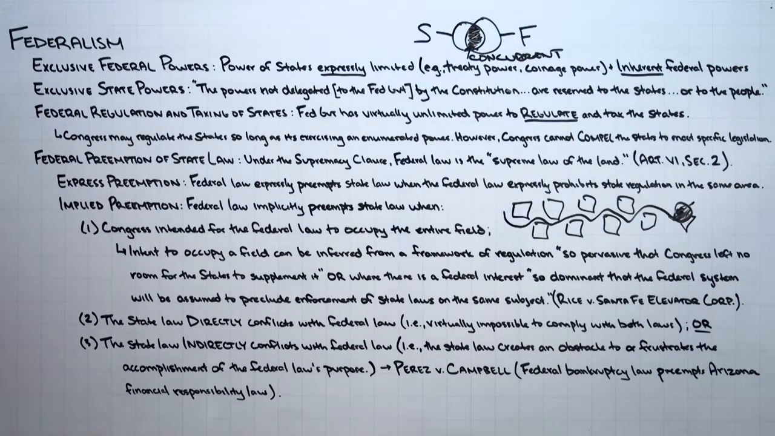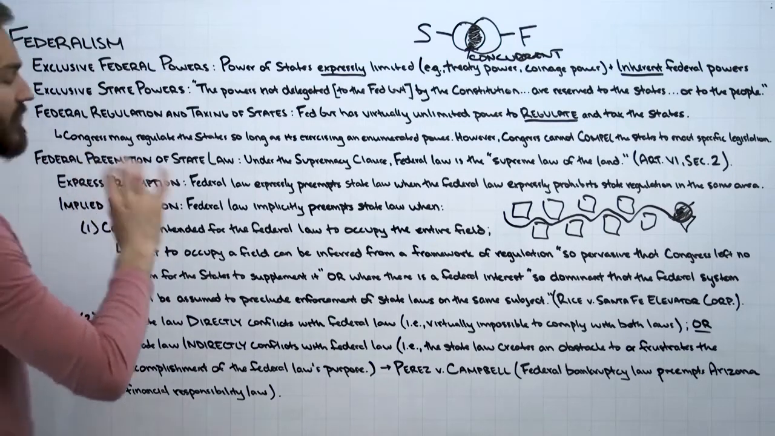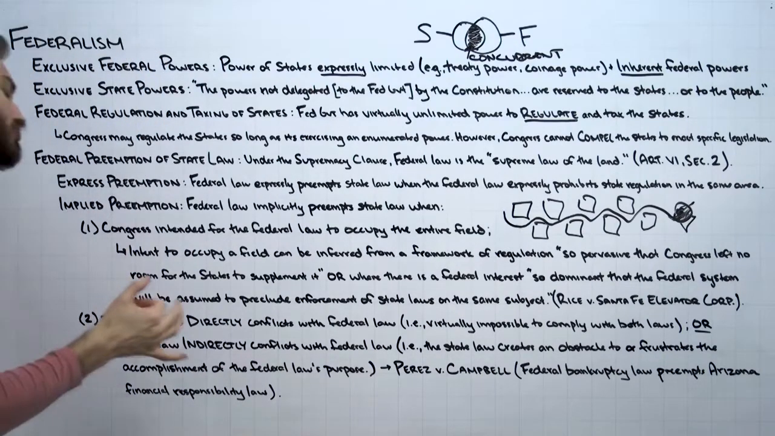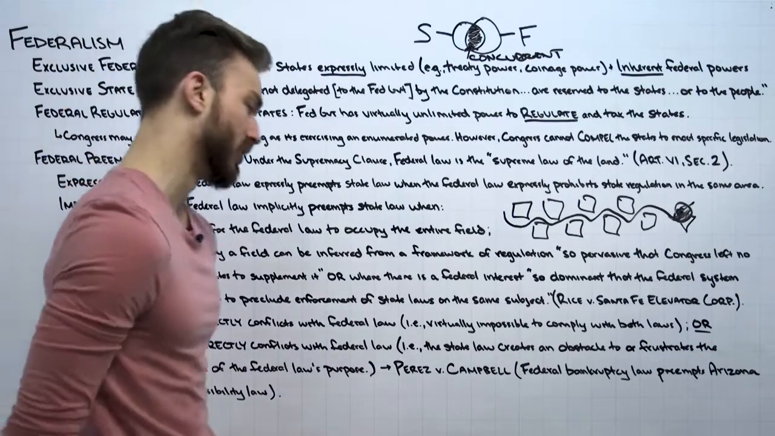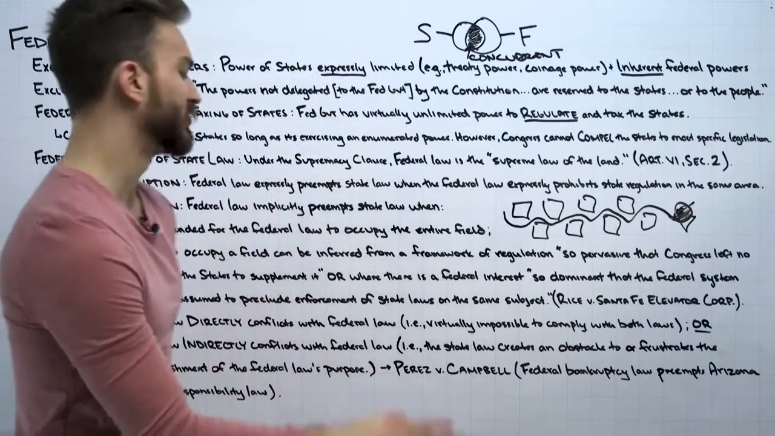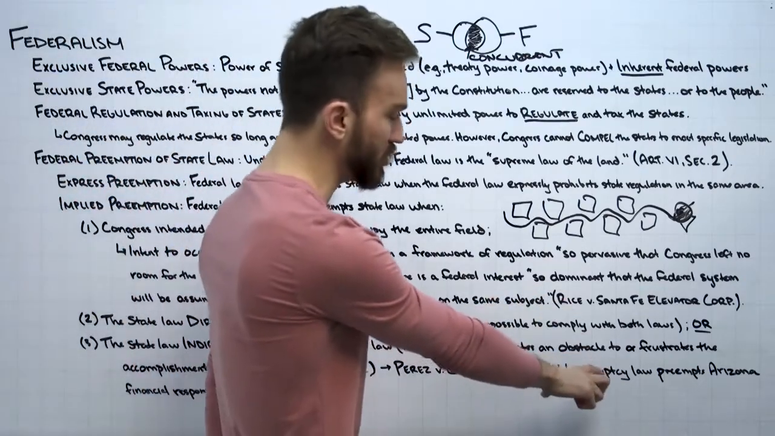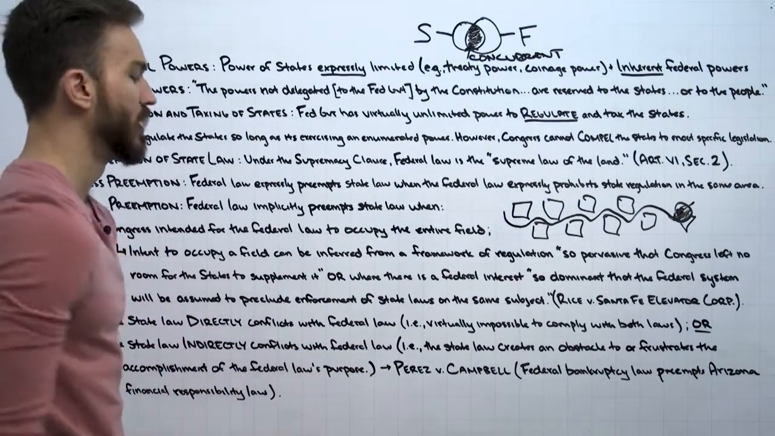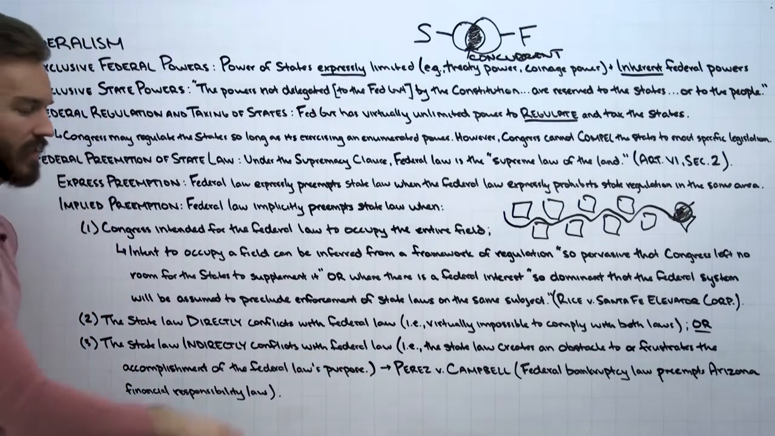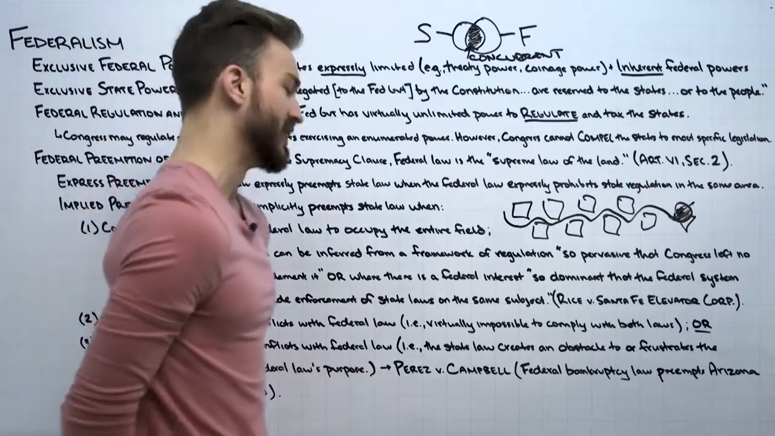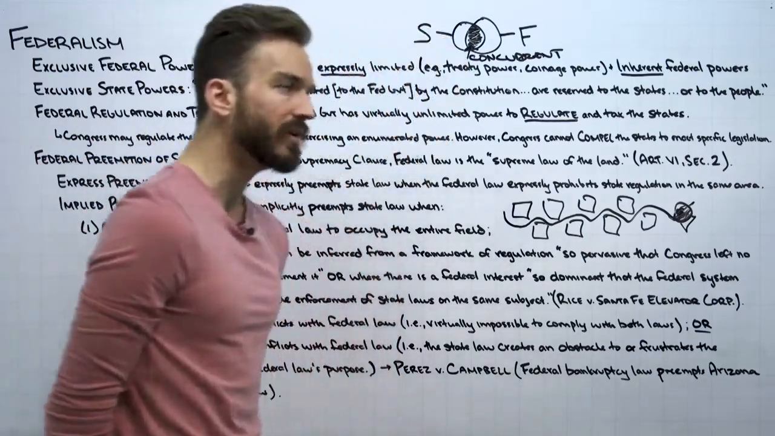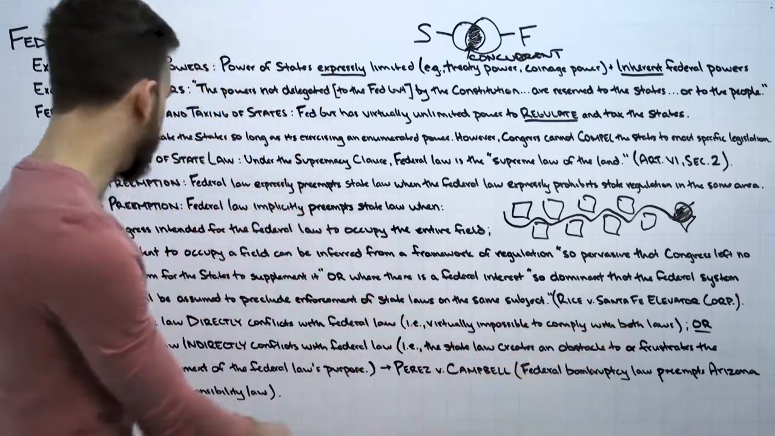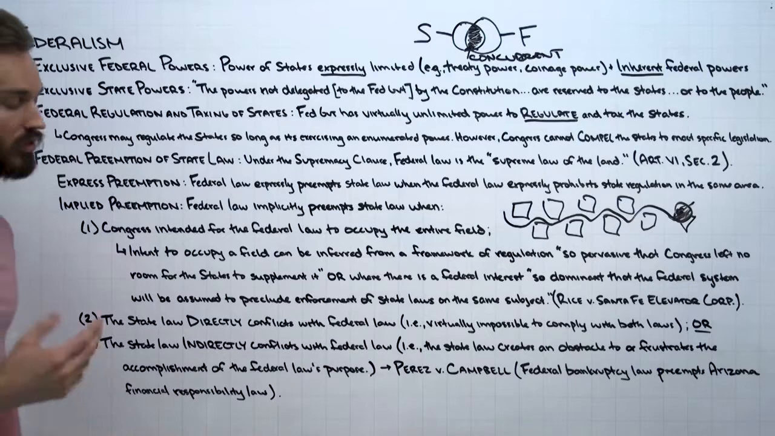The third option under implied preemption is where federal law implicitly preempts state law when the state law indirectly conflicts with federal law. This is usually where the state law creates an obstacle to, or frustrates the accomplishment of, the federal law's purpose. The good case I like to use here is Perez v. Campbell. So essentially what you have here is an Arizona financial responsibility law.